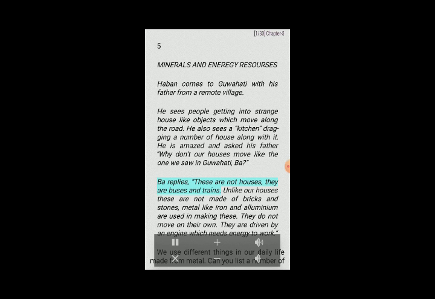Ba replies, "These are not houses, they are buses and trains. Unlike our houses, these are not made of bricks and stones. Metals like iron and aluminium are used in making these. They do not move on their own. They are driven by an engine which needs energy to work."